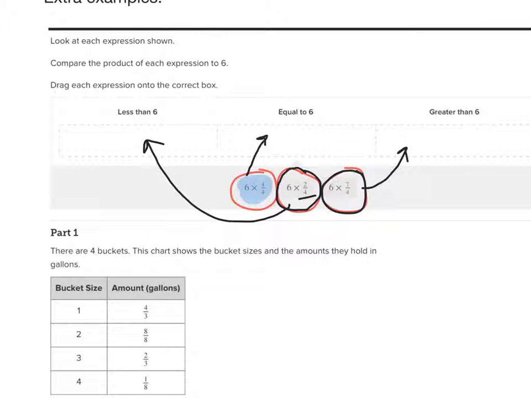So I should probably write the expressions in. So 6 times 2/4 goes here. 6 times 4/4 goes here. And 6 times 7/4 goes here. That's not 4. I was testing you. 7/4. Okay.